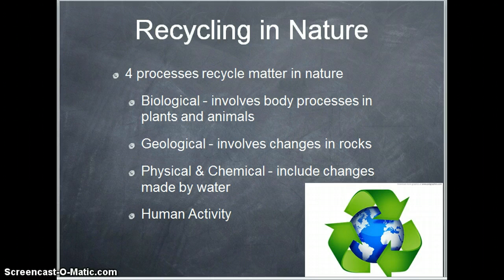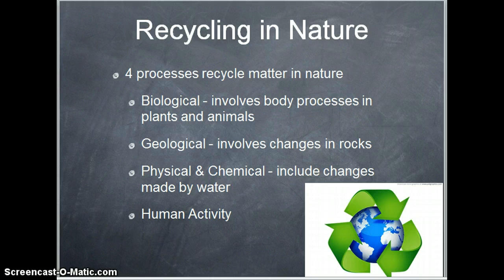Geological processes are ones that involve rocks. Volcanoes erupting bring materials that were once underground to the surface. Weathering breaks down rocks, and the materials they're made from are returned to the soil or the benthic zone. The third type of process is called chemical and physical. These include the movement of water and lightning strikes.